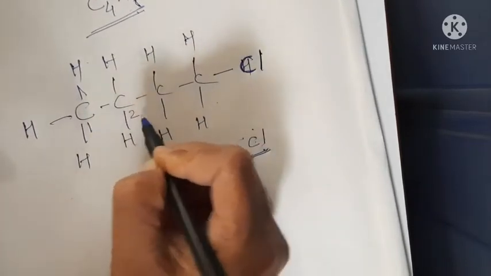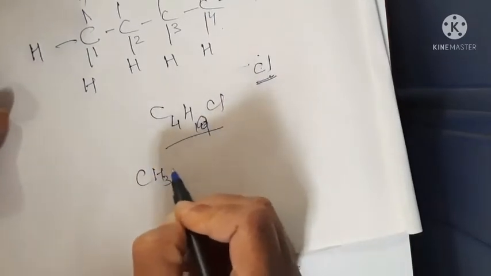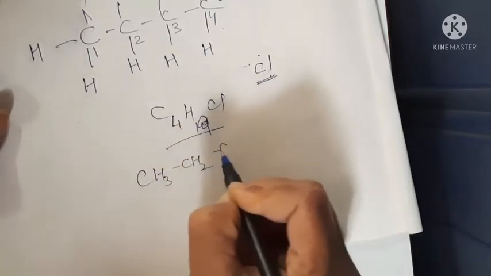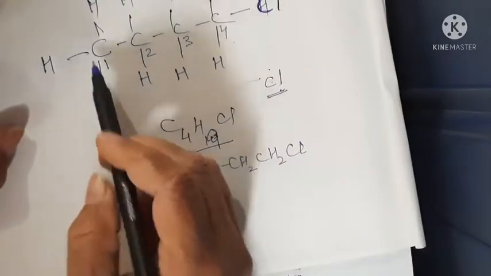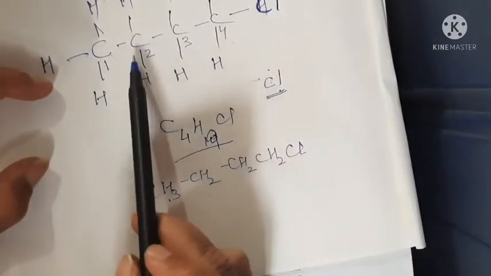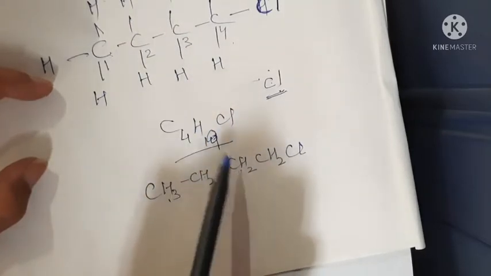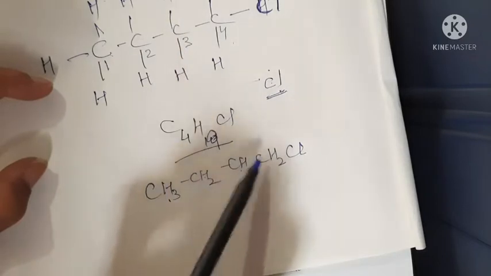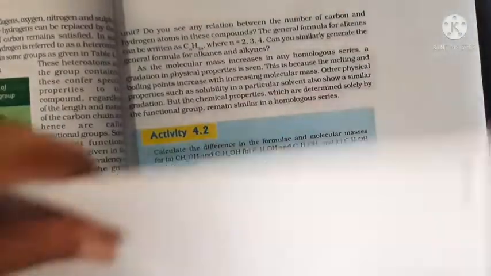Okay, or you can write it in another way. If this is carbon 1 2 3 4, how will you write? CH3 CH2 CH2 CH2 Cl. Why? See here, there are 3 hydrogen. Carbon atom 2, there are 2 hydrogen. Carbon atom 3 also, there are 2 hydrogen. In carbon atom 4, there are 2 hydrogen plus there is chlorine. Okay, so I am explaining this thing also. What is a homologous series? Homo means same.